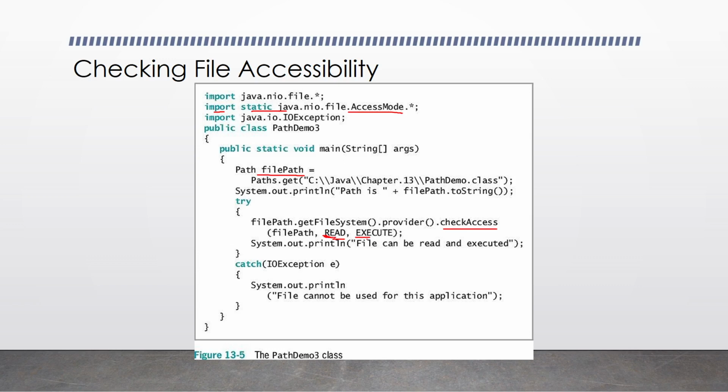So as an alternative to using checkAccess with no argument to determine whether a file exists, you can substitute the Files.exists method with the path argument.